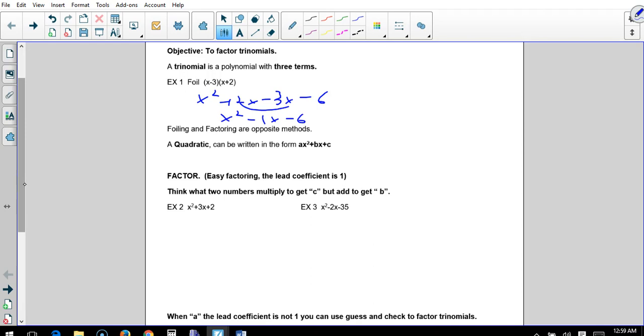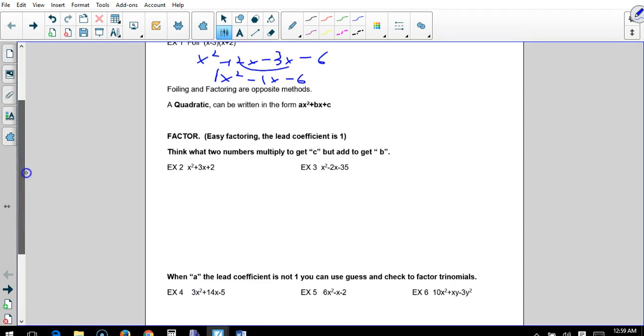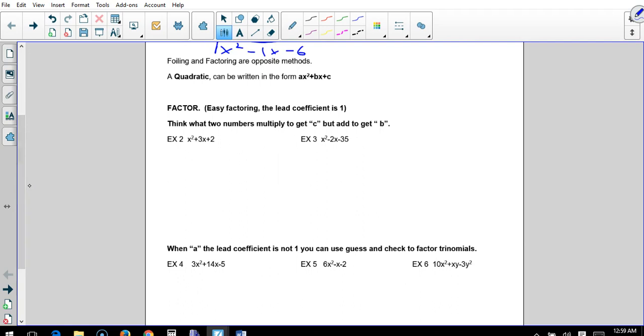Well, easy factoring is when this number here is 1, when a is 1. So, you think of two numbers that multiply to get c, but add up to get b. So we got x here and x here. Well, obviously there's only one way to get 2, and that's 2 and 1. And there's 2 ways to get a positive 2, both negative or both positive. But since we want the middle term to be positive, then we make this positive. So that's it factored.